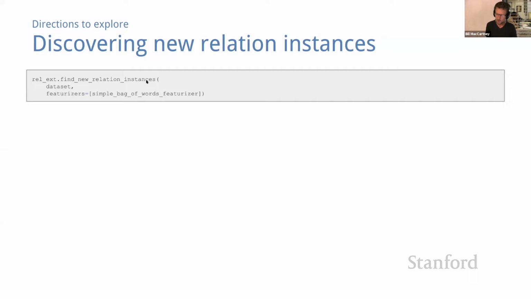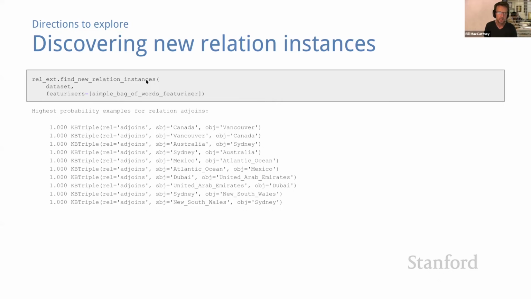We'll apply our model to all of those candidate KB triples, and we'll just sort the results by the probability assigned by the model in order to find the most likely new instances of each relation. So we'll find the candidate KB triples that aren't currently in the KB, but which the model believes have really high probability of being valid. So let's see what we get when we run it.